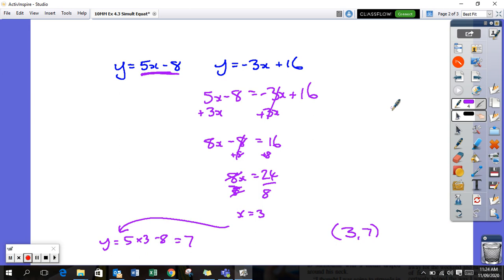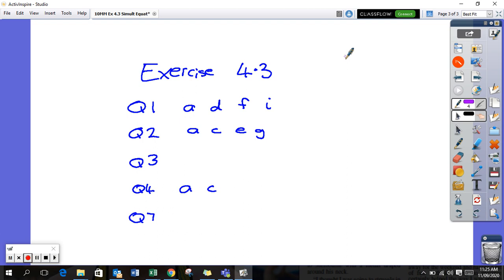Just substitution. Okay, there are some examples in the book if you want to have a look. We're doing exercise 4.3 today. Remember, we're making the tick sheet up as we go along, so make sure you write down these questions from exercise 4.3 and have a go at them. See how you go. If you've got any questions, just make sure you ask.